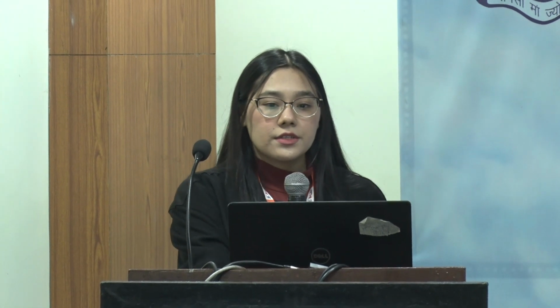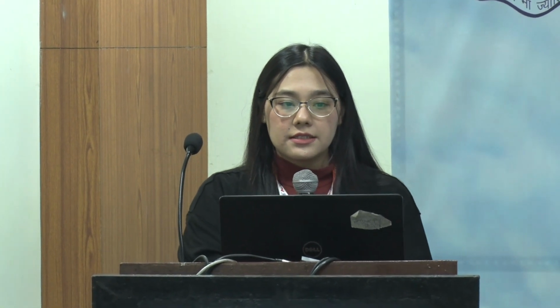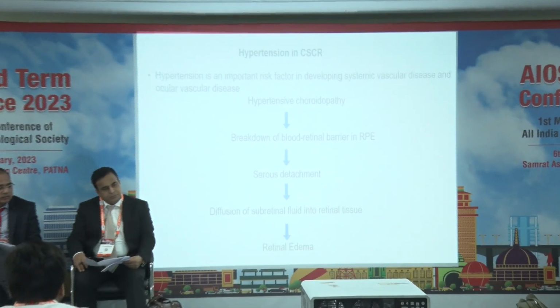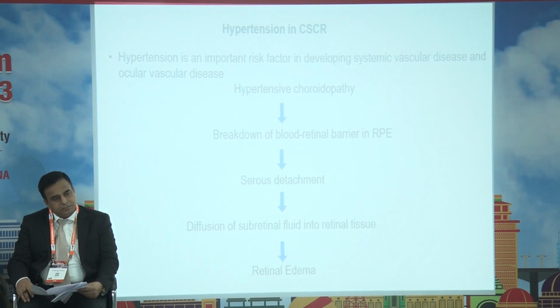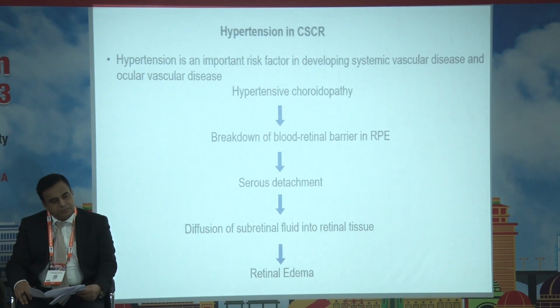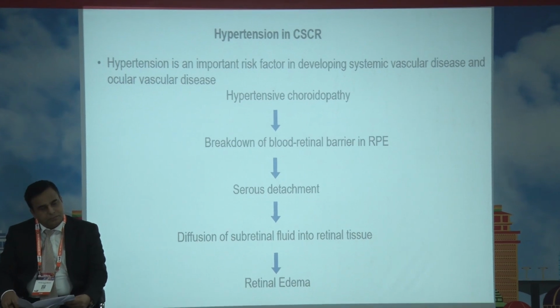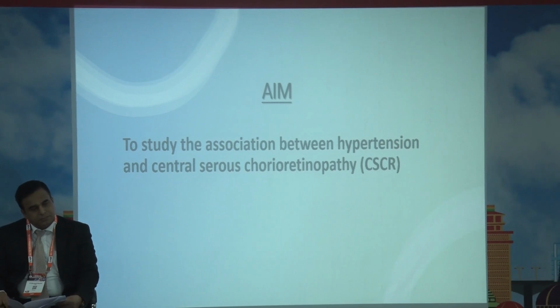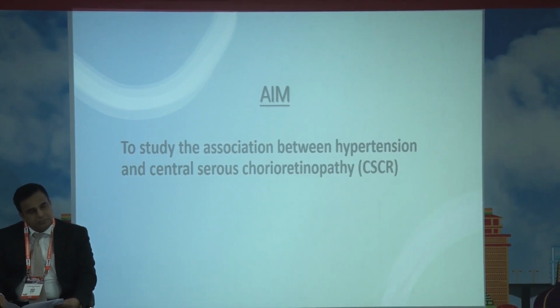Hypertension is an important risk factor in developing systemic vascular disease and ocular vascular diseases. Hypertensive choroidopathy leads to breakdown of the blood retinal barrier at the RPE, which leads to serous detachment and diffusion of subretinal fluid into the retinal tissue, causing retinal edema. Our aim is to study the association between hypertension and central serous chorioretinopathy or CSCR.